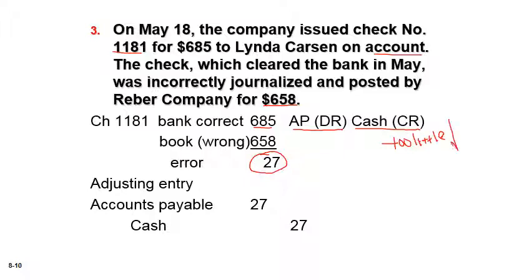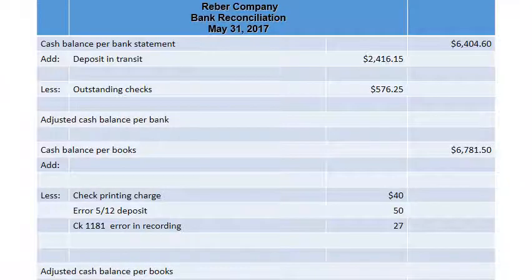So cash needs to go down. So if cash needs to go down, it needs a credit. So that's what we're doing here, accounts payable with cash with a credit. So here's the check with an error in recording. If it's a credit, that means the cash balance is going down.